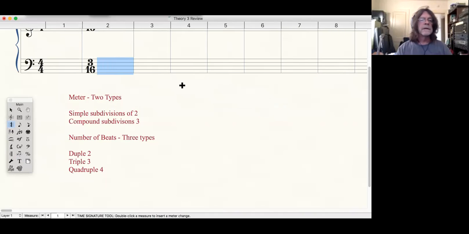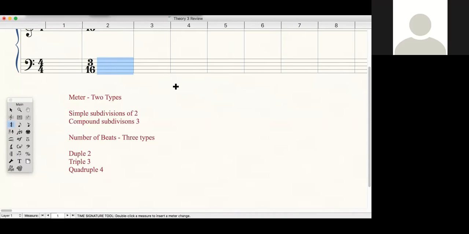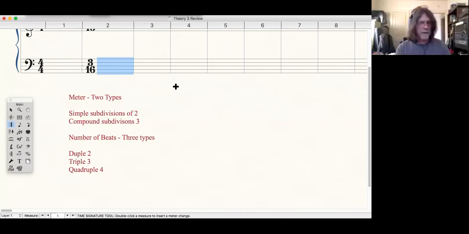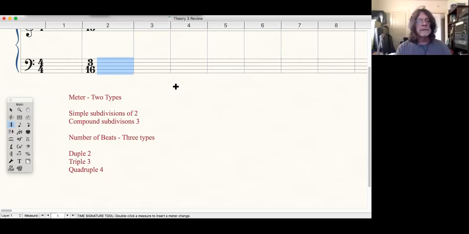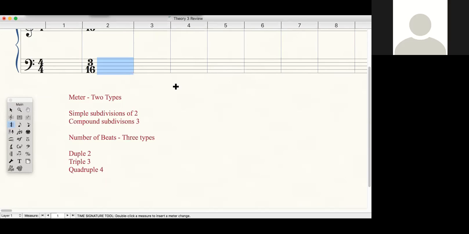And now here I got 3/16. What's that mean again? The upper number means there's 3 beats to a measure. And the 16 means the 16th note gets the beat. Perfect. All right. So how many beats are in that measure again? 3. All right.